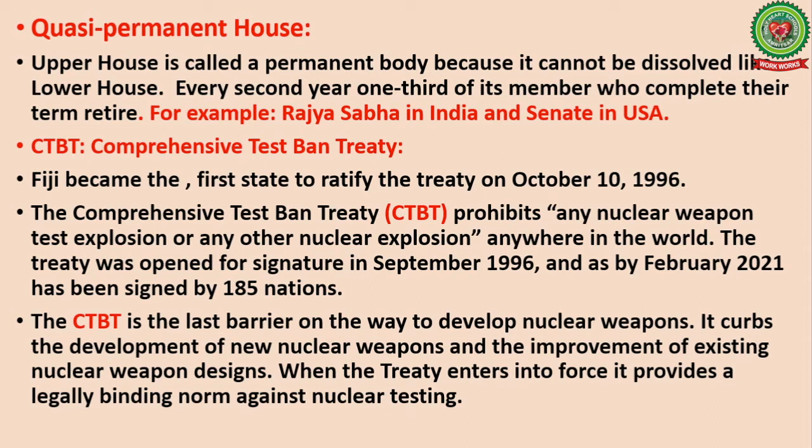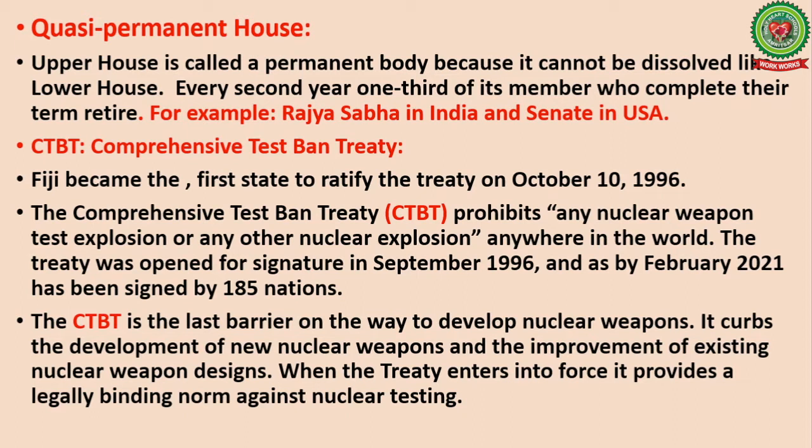Next is CTBT, means term is Comprehensive Test Ban Treaty. Now, Fiji became the first state to ratify the treaty on October 10, 1996. The Comprehensive Test Ban Treaty prohibits any nuclear weapon test explosion or any other nuclear explosion anywhere in the world. The treaty was opened for signature in September 1996, and as of February 2021 has been signed by 185 nations.